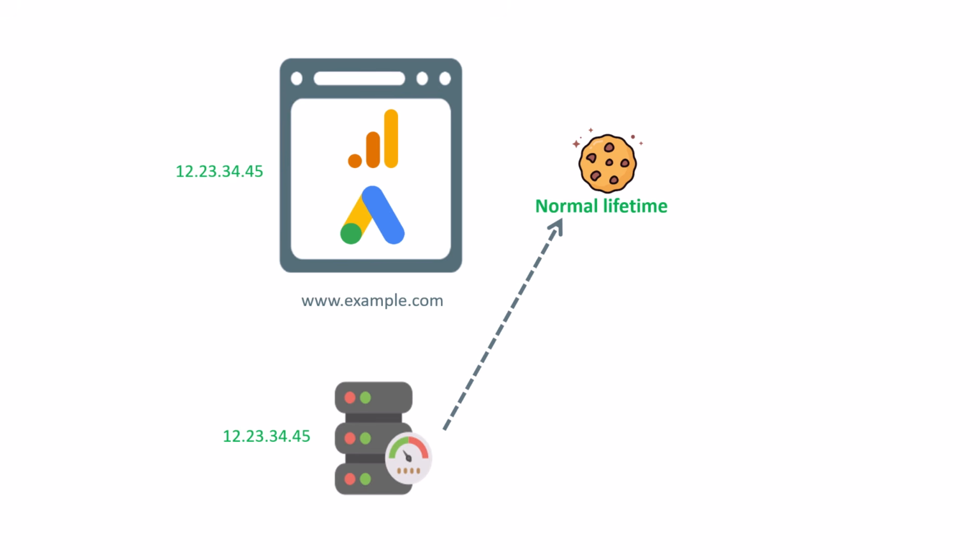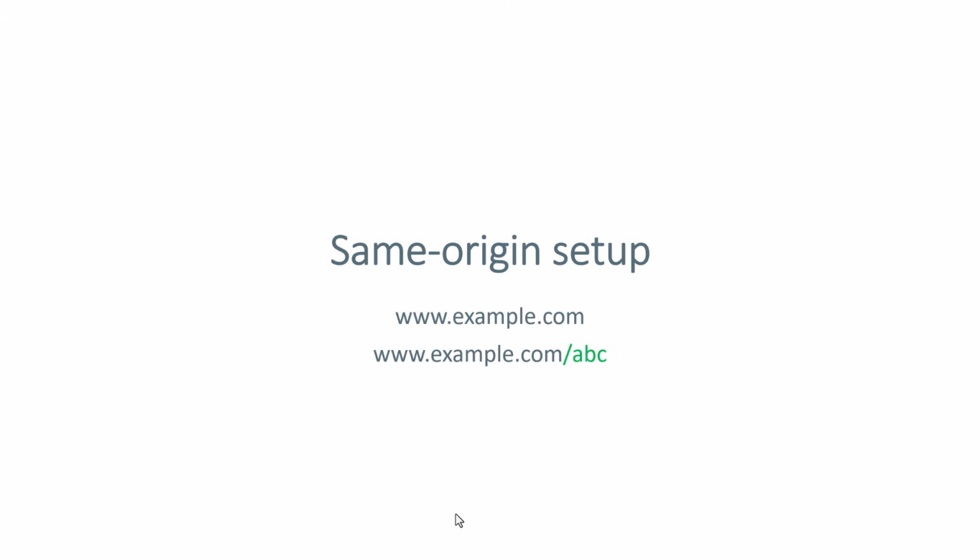One of the ways you can do that is if you move your server-side Google Tag Manager container from a subdomain to the same origin setup. As you can see right here, the domain is the same, the subdomain is the same, and then we just have a path which is specifically related to our server-side container. This is called same origin setup.